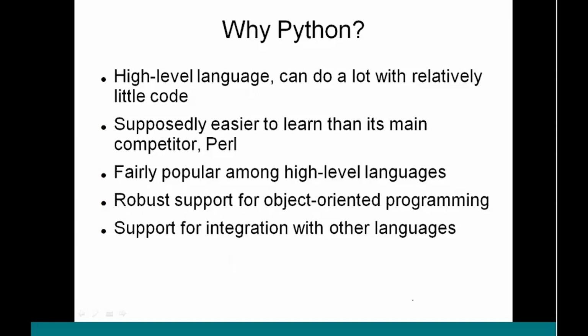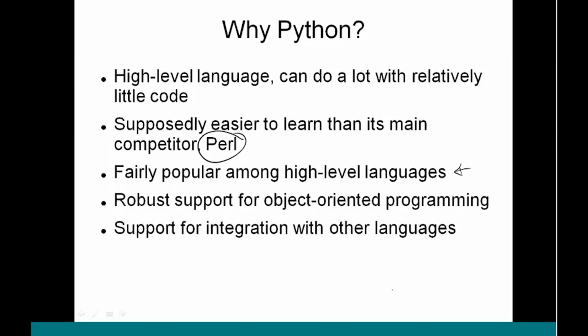So why Python? It's also supposed to be easier to learn than the main competitor, Perl. So it kind of replaces Perl with more definite concepts. I'll explain those things. Python nowadays is fairly popular among high-level languages. In fact, some companies are built on Python. For example, Google. In Google, people use Python quite frequently, and basically that's the main programming language.